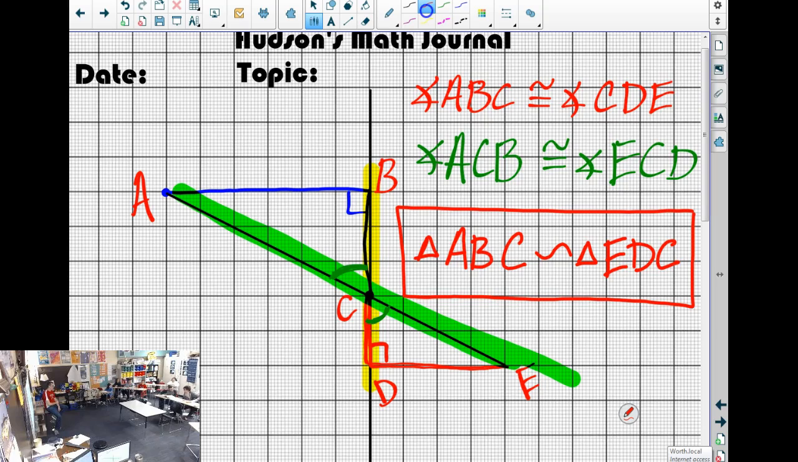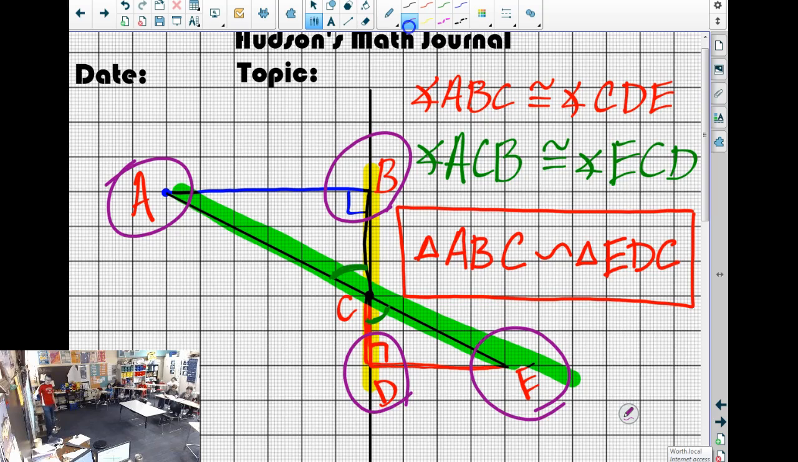The related angles have to be in the same places. So angle A relates with angle E, and we know that because we didn't look at either of them. We know they're the same because the other two angles are the same, but A relates to E. B, our right angle, relates to D, our right angle. And then C is C in both of them.